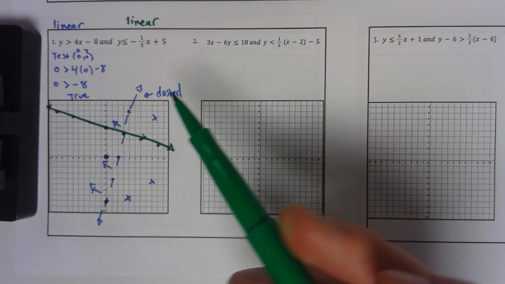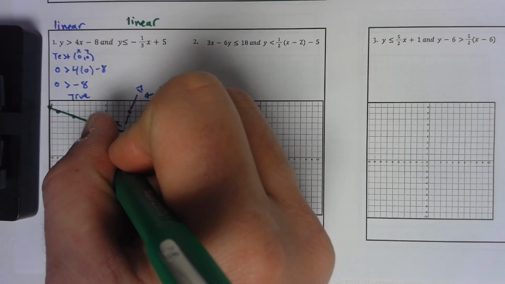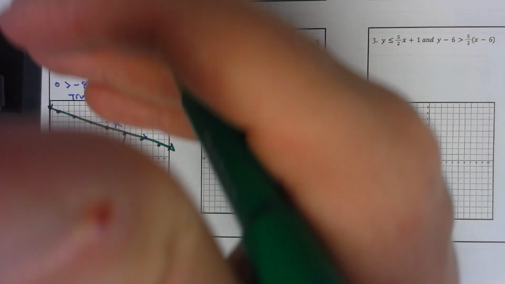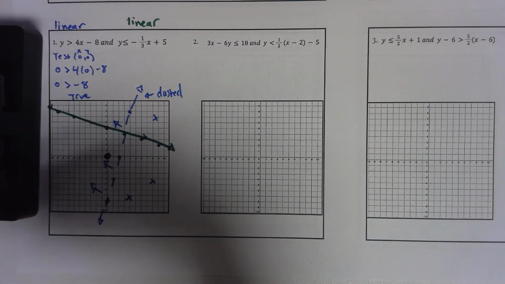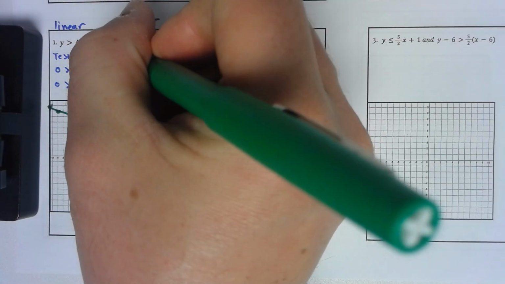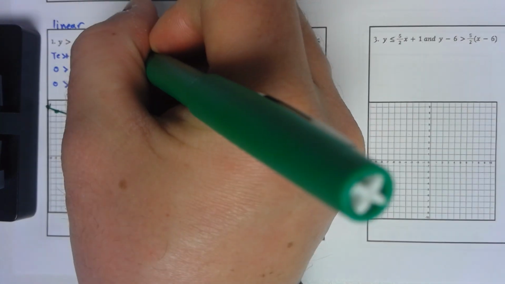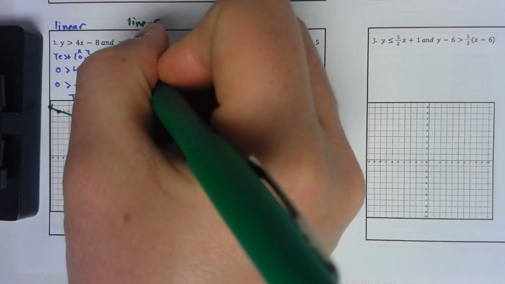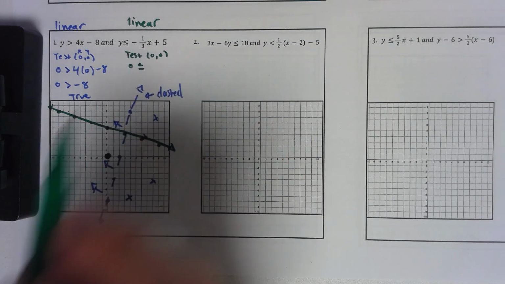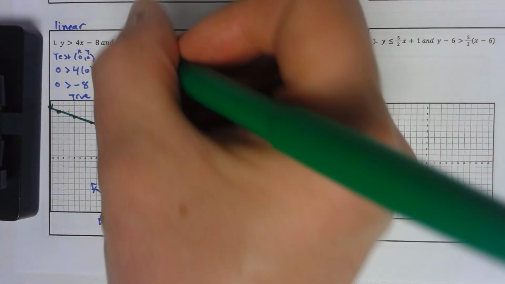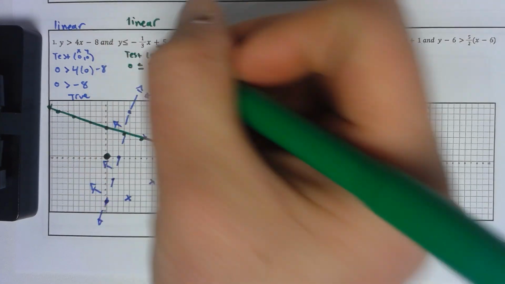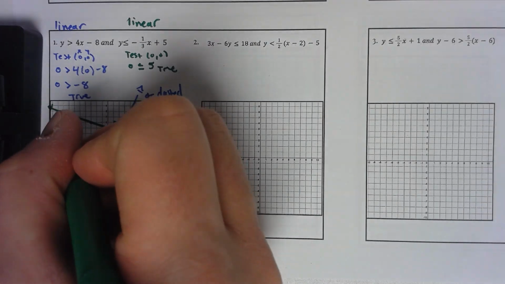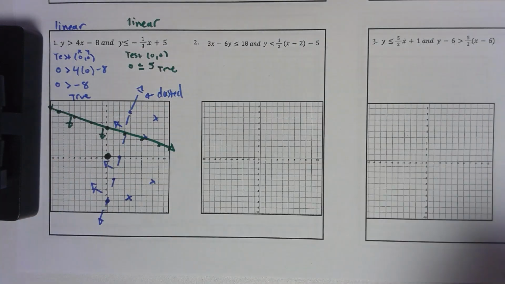Now to decide, once again, we're going to test 0, 0. So I'm testing 0, 0. If it's true, I know I'm going to shade below this green line. If it's false, then I'll shade above it. So let's test 0, 0, just like we've already been doing. Is 0 less than or equal? Well, -1/3 times 0 is just 0. So that's 0 is less than 5. This is true. So that means with this green line, we want to shade below it.